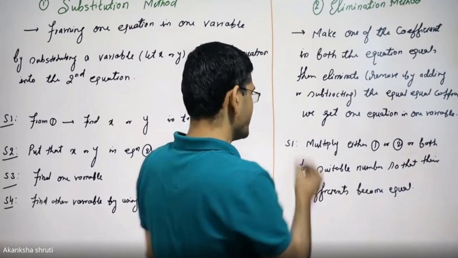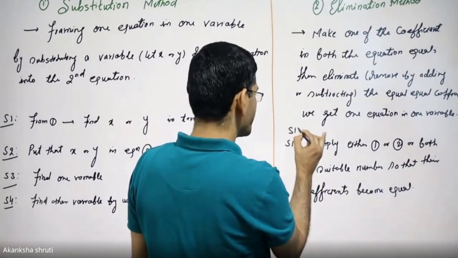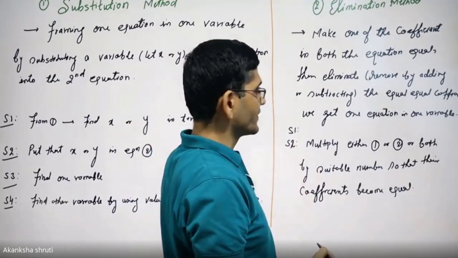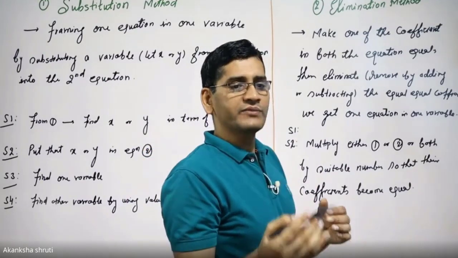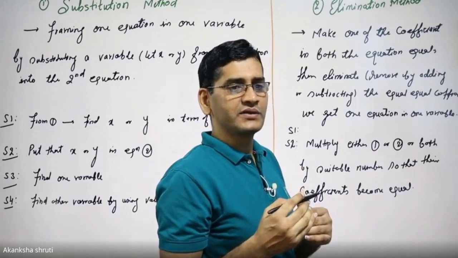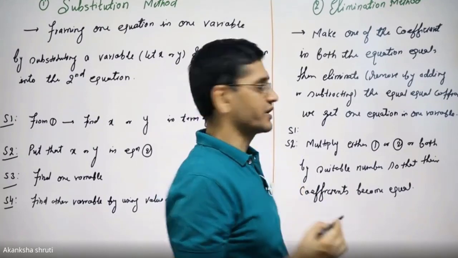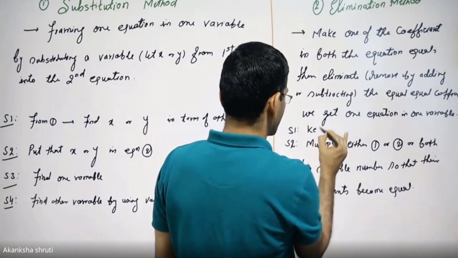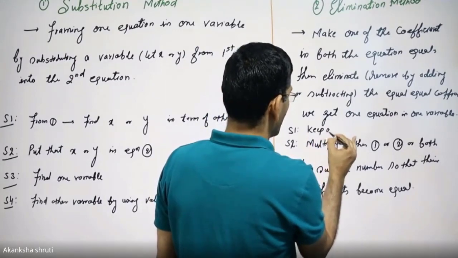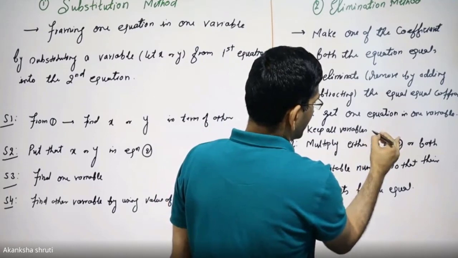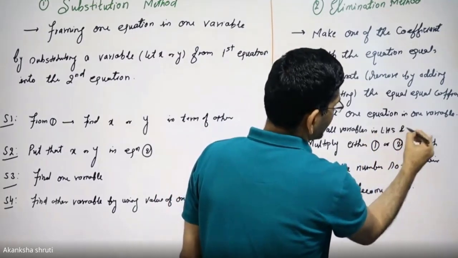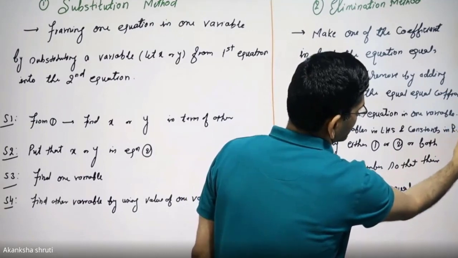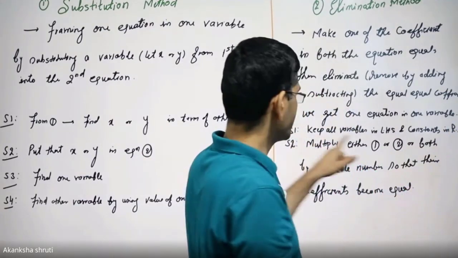इससे पहले हमें एक चीज और ध्यान में रखना चाहिए. Before doing this step, you keep all the variable on left hand side and constant on right hand side. So write or add that step before this. Keep all variables in LHS and constant in RHS. ये पहला काम करेंगे, ओके, ये प्रोसीजर में ही है.